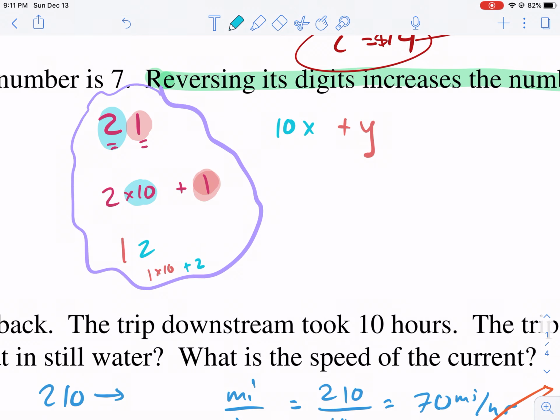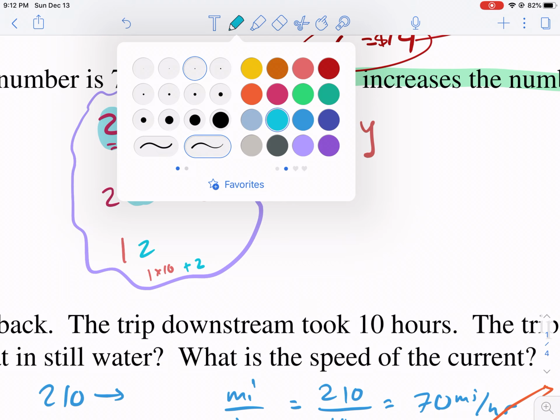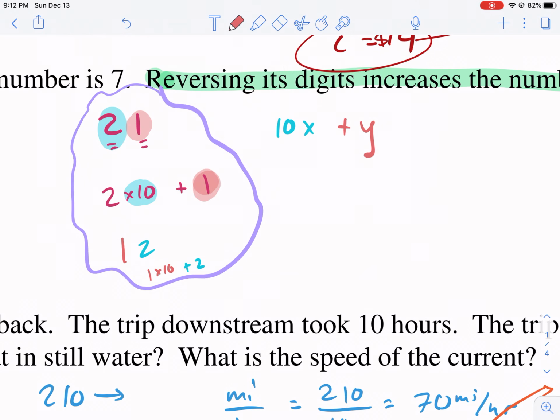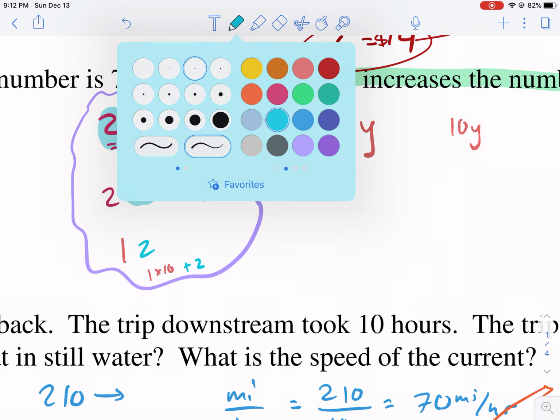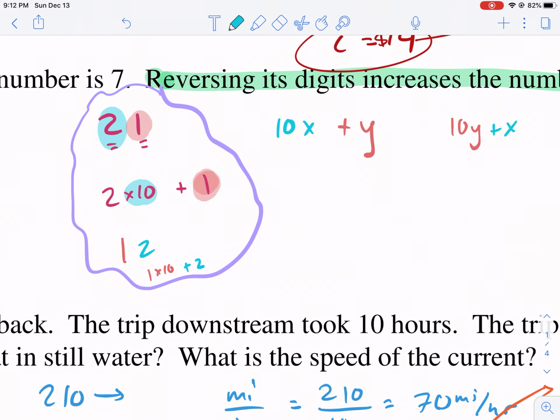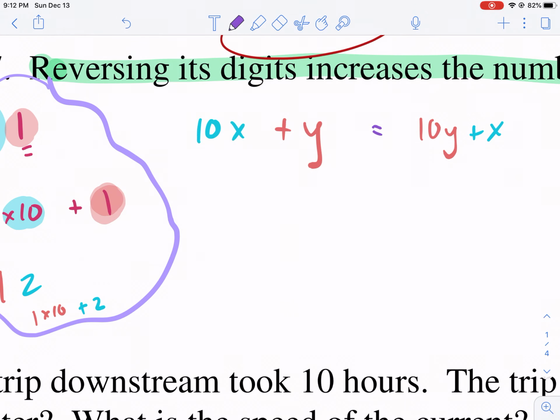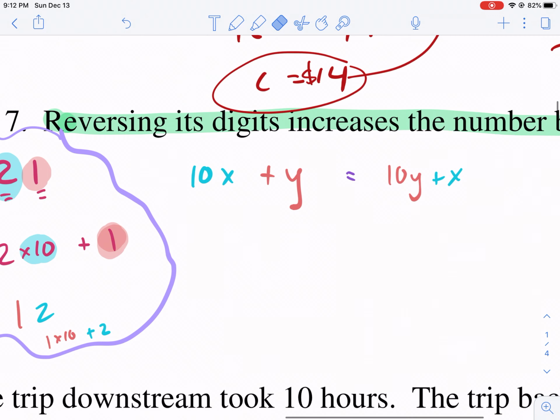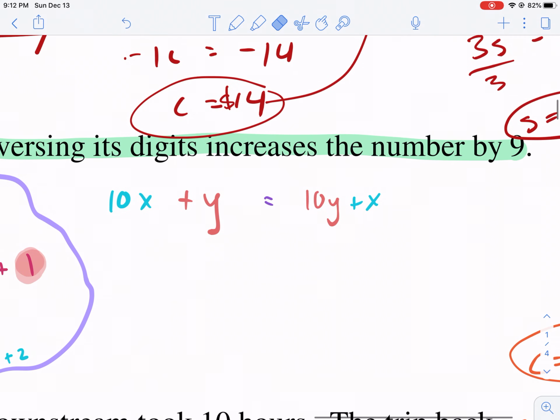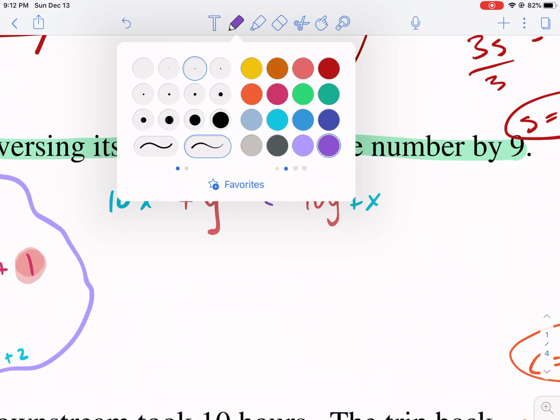So remember, we have to multiply the tens place by 10. So we have to do that for y, okay? So now we're going to do 10 times y plus x. Now, if they were equal, we would say, oh, okay, they're equal. But if we reverse the digits for 55, it stays 55. The value doesn't change. But that's not what it's saying here. It's saying reversing its digits increases the number by 9. So how do we account for that?